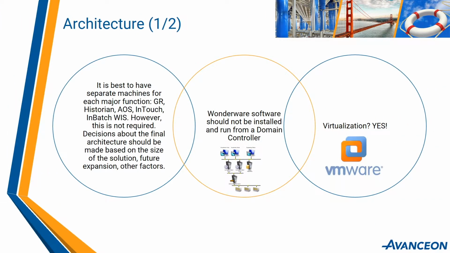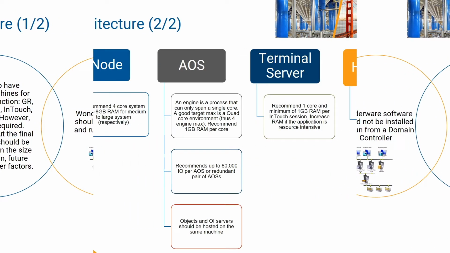So we're going to start with system platform architecture. It's best to have separate machines for each function. You definitely should not run any of your software on a domain controller. Split it out. And yes, you can do virtualization.